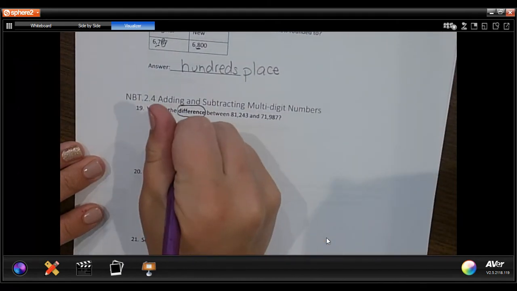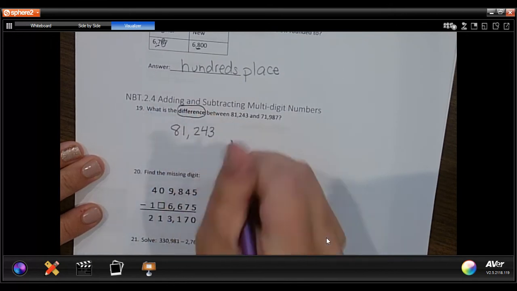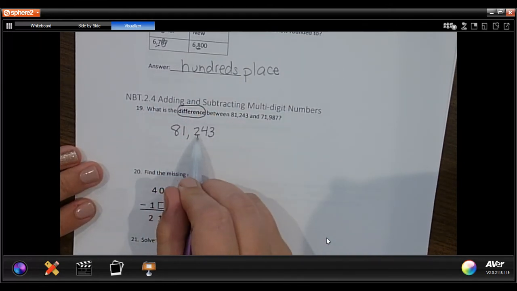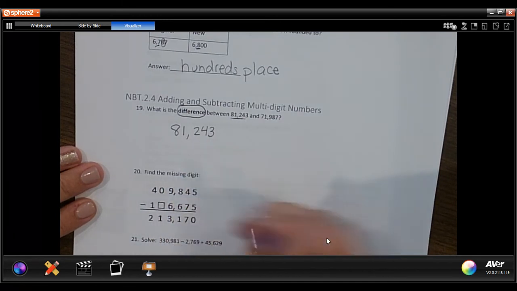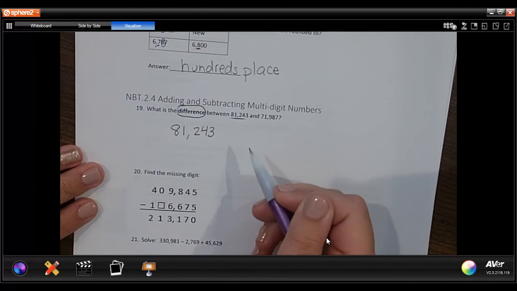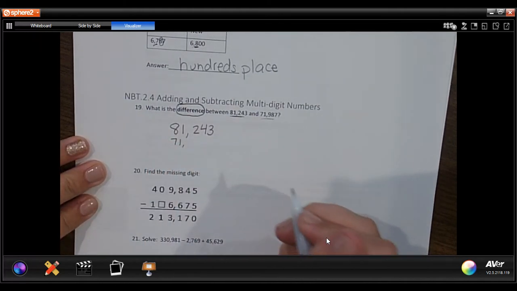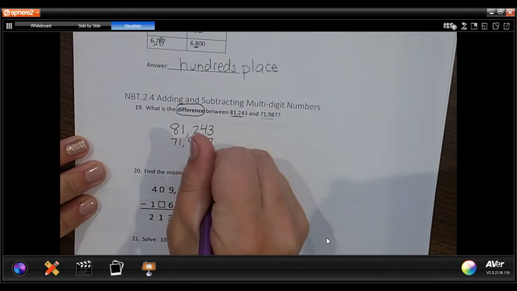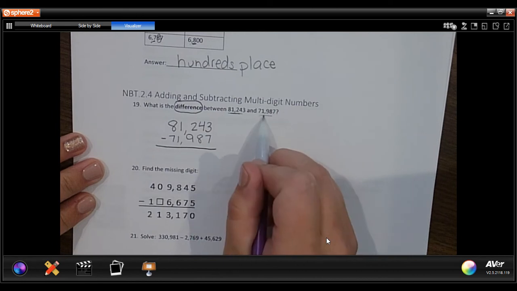So I'll write both these numbers down. We have to remember to check it over. So 81,243 is the same as this, because if you write it down incorrectly, you'll definitely not get the right answer, even if you understand how to solve it. Then 71,987. And I said I'm subtracting. Let me check this number, 71,987.